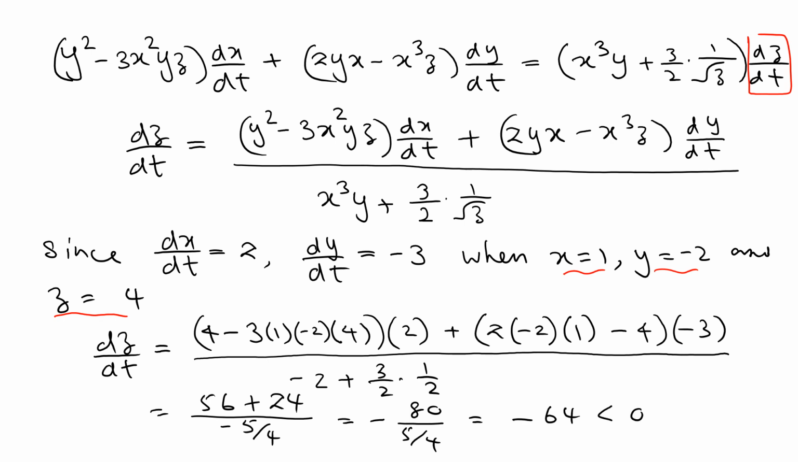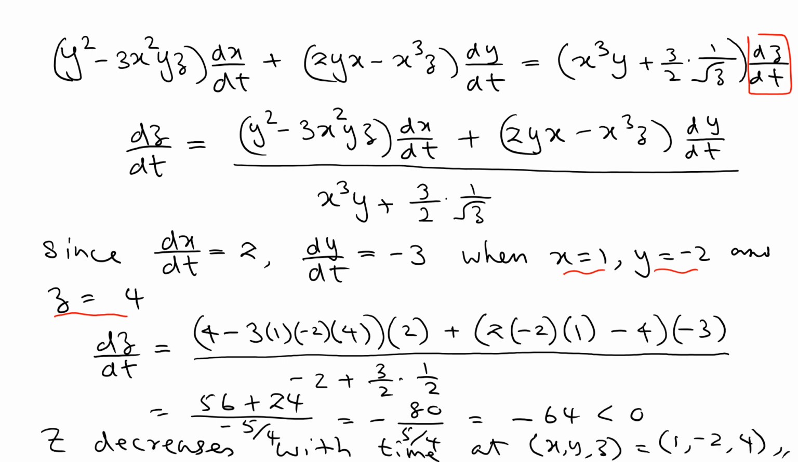That means negative slope, that means decreasing. So you can say C decreases with time. We can write it like this: C decreases with time at x, y, z equals 1, negative 2, 4.